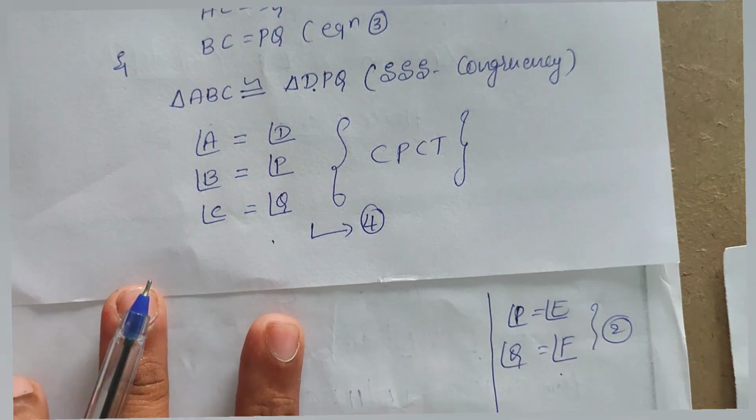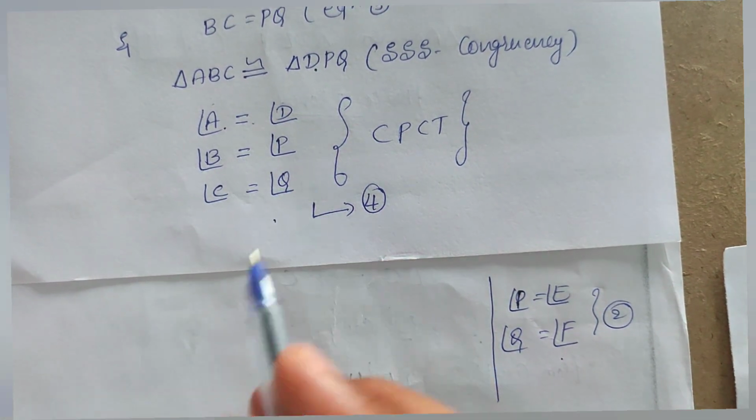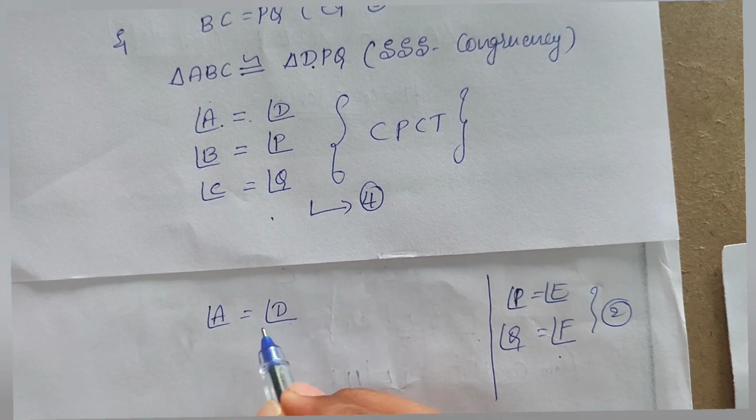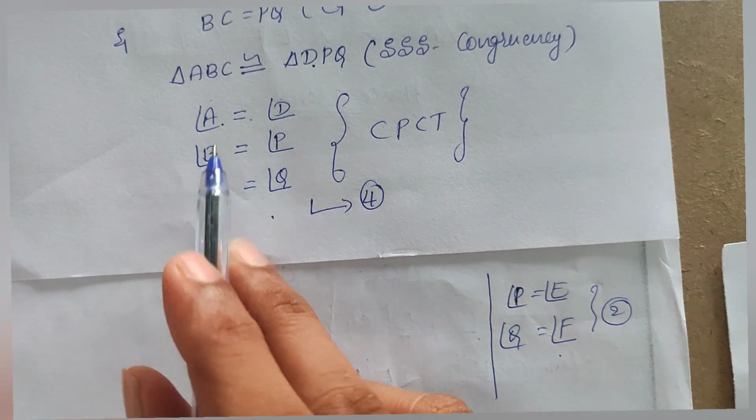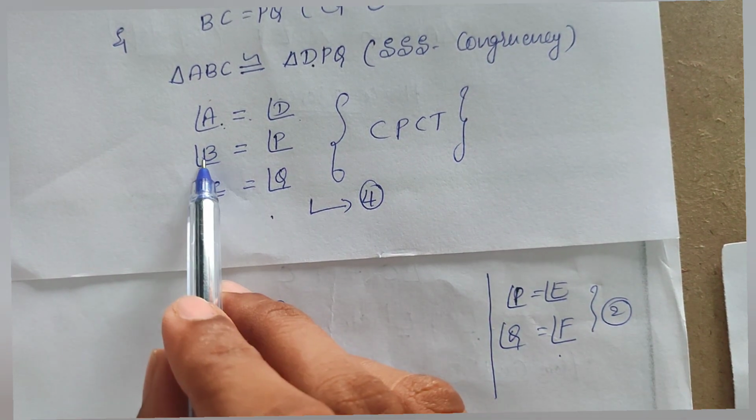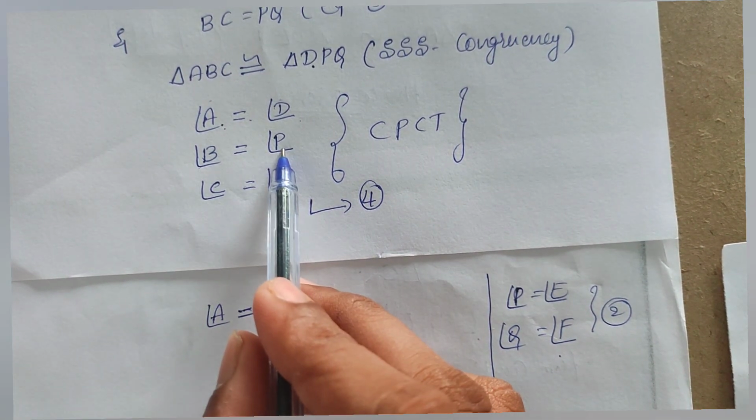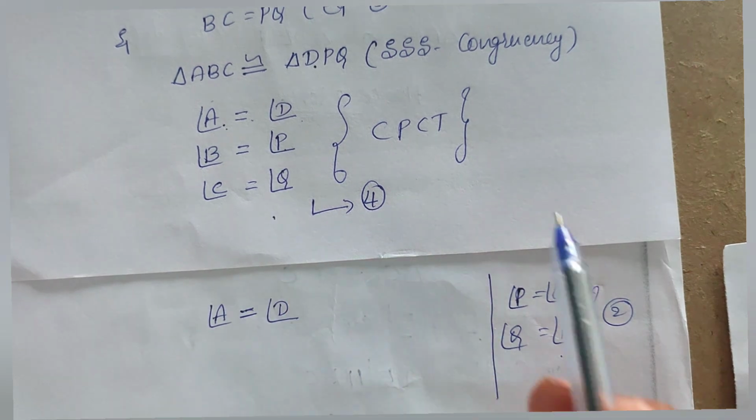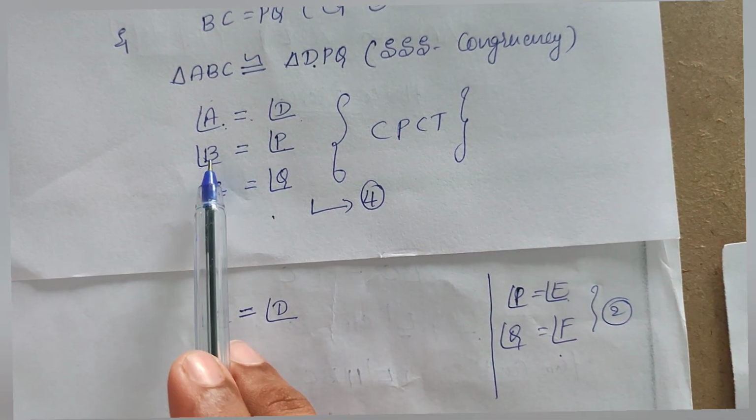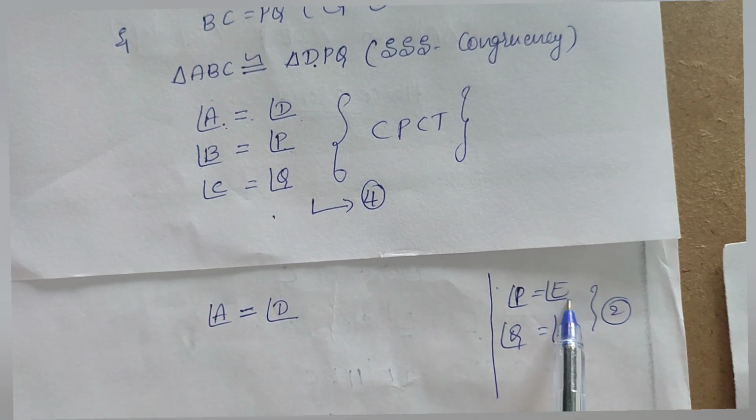So now observe equation 4 and equation 2. Just compare those two. There is no correlation for A and D between 4 and 2, so just write angle A is equal to angle D directly. Now observe angle B is equal to angle P. It is in equation 4. And go for equation 2. Angle P is equal to angle E. Here angle B is equal to P, P is equal to E.